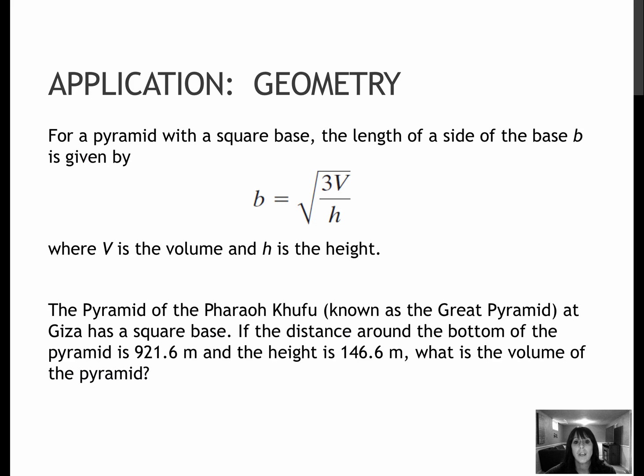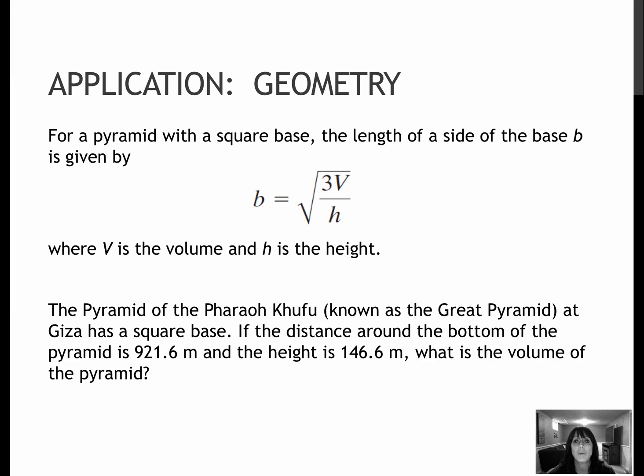the base. They also give us some information about the Great Pyramid, which is that the distance around the bottom, which is of course going to be the perimeter, is 921.6 meters, and the height is 146.6 meters, and we're trying to find the volume. So looking at our equation here, volume is not by itself. I've got a lot of other stuff going on.